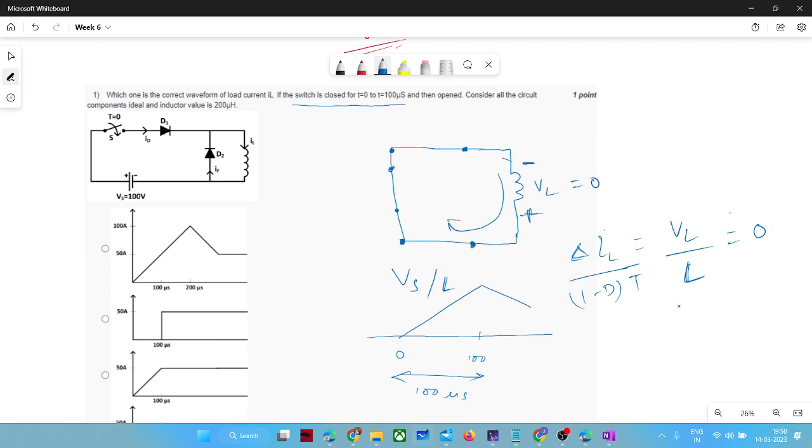So, what does it mean? If your slope is 0, it does mean that it will be flat. Okay, got it. Slope is 0 means it's flat. So infinitely the current is going to circulate through diode and inductor. Yeah, that's correct. Okay, thank you, sir.